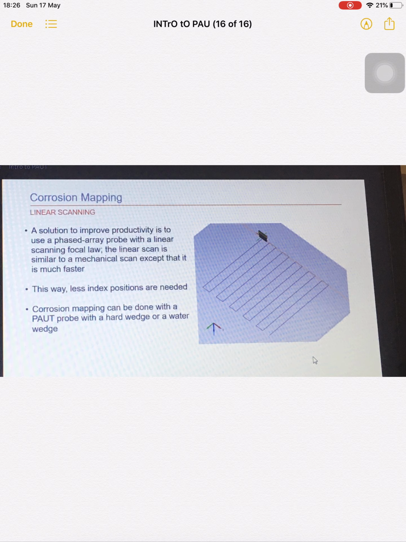Linear scanning: a solution to improve productivity is to use a phased array probe with the linear scanning focal law. The linear scan is similar to the mechanical scan except that it is much faster. This way, fewer index positions are needed. Corrosion mapping can be done with a PAUT probe with a hard wedge and a water base.